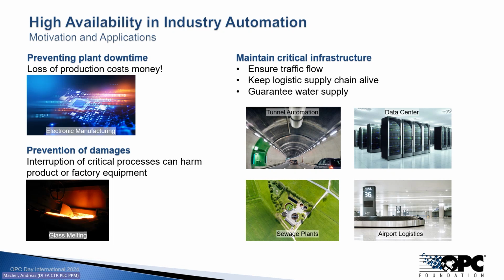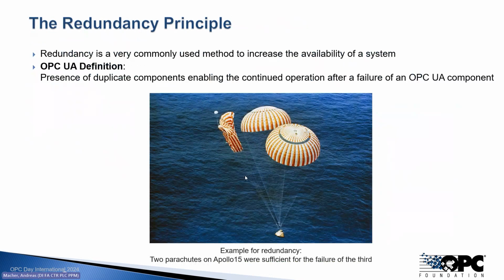So how do we get to a high availability application? There are many things to create a robust and durable application, but one very commonly used technology is to have redundancy. And the definition is very simple. It's the presence of duplicate components which enable the operation to continue after a failure of a component. So we're talking about failures, and what happens if something goes wrong.